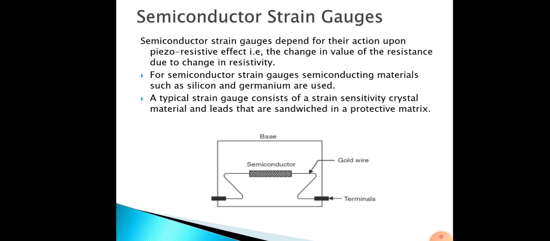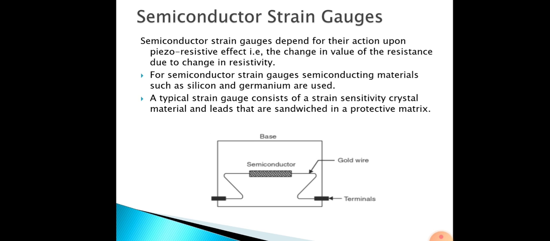Okay, for semiconductor strain gauges, semiconductor material such as silicon or germanium will be used. The typical strain gauge consists of strain sensitive crystal material and leads that are sandwiched in a protective matrix. You can see in the diagram. Then next, the production of this employs conventional semiconductor technology. Its thickness will be 0.05 mm, bonded on a suitable insulating substance such as Teflon. Gold leads are generally applied for making the contacts.